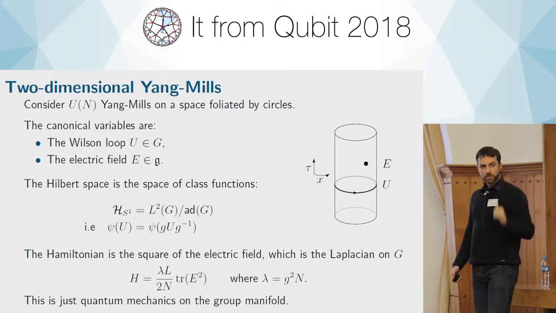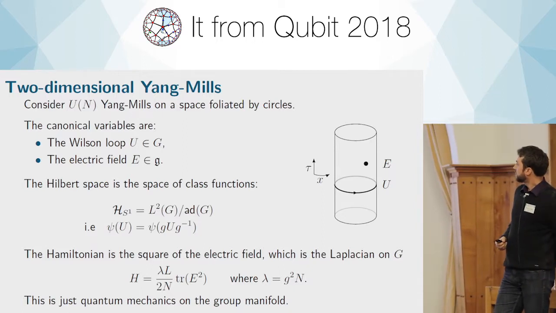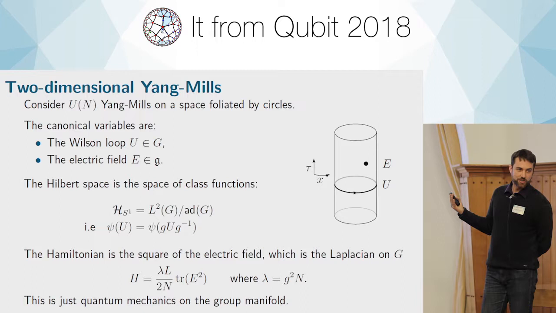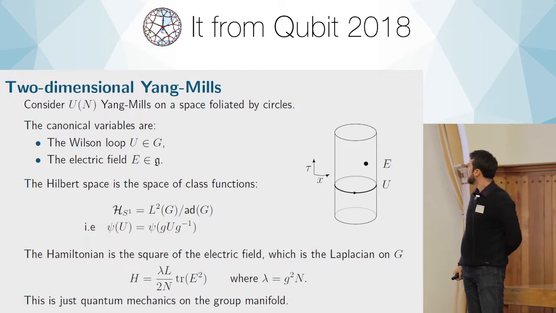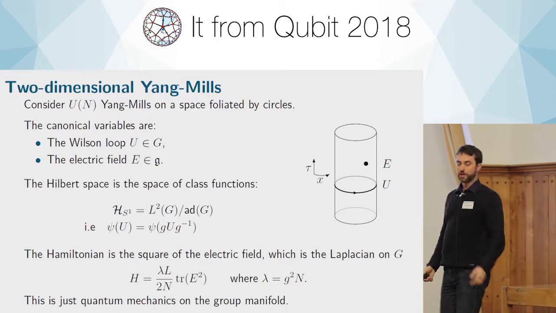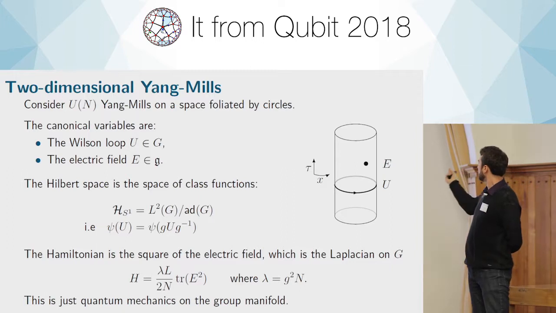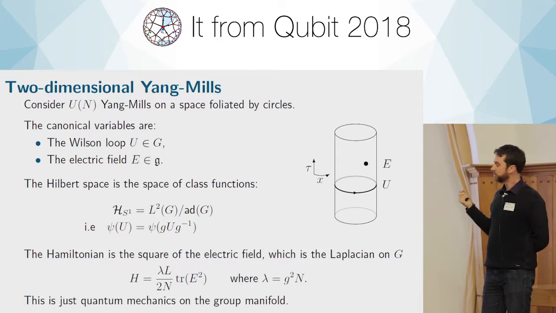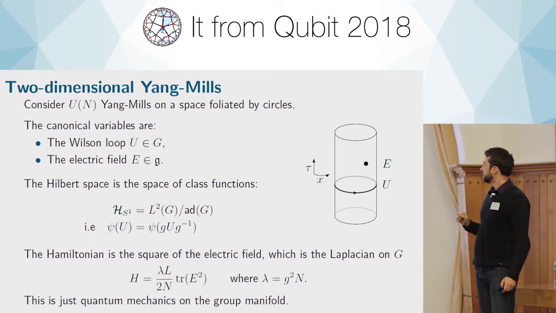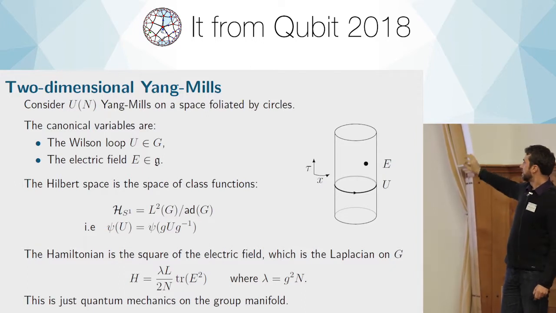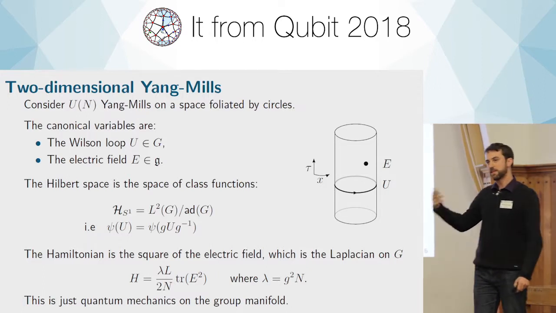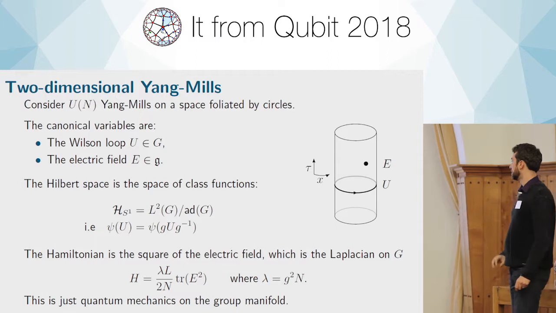Okay. So first, to review two-dimensional Yang-Mills theory. We're going to take the gauge group U(N), and to start, let's consider Yang-Mills on a Euclidean space, which we're going to take to be foliated by circles, like this cylinder here. We have two canonical variables. We have a Wilson loop U that goes around the entire circle, and we have an electric field E which takes value in the Lie algebra, and it's covariantly constant. We're going to think of U as like a position variable and E like a momentum variable that generates rotations of U.